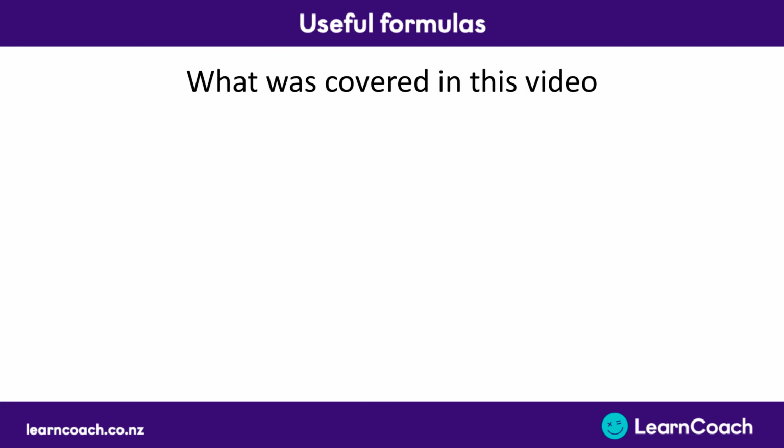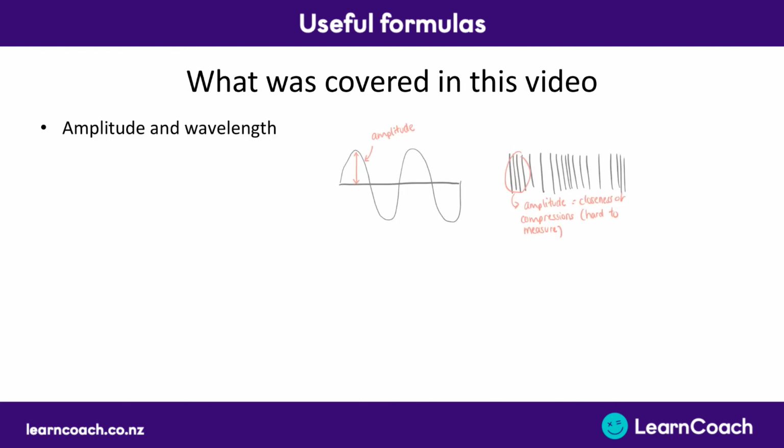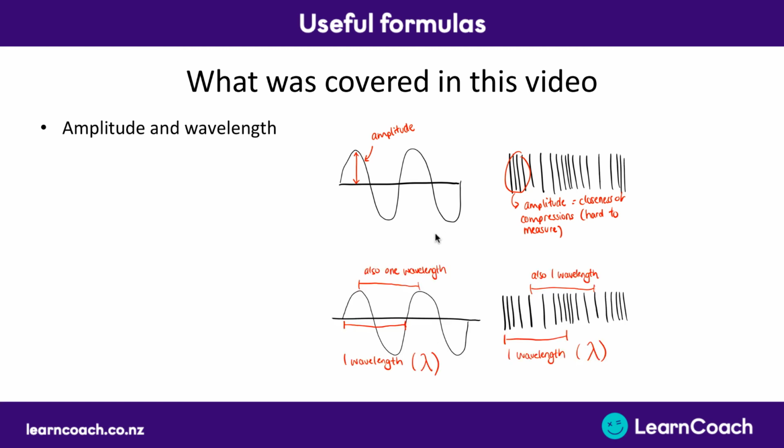So here's what you need to know for this video. We talked about amplitude and wavelength, where our amplitude is the distance from the middle position to the maximum distance that the medium moves. And in a longitudinal wave, it's harder to measure, but we talk about it with regards to the closeness of the compressions. The wavelength of a wave is the distance between one point and the next similar point. So the distance between two crests, two troughs, the distance between two compressions, or the midpoint between compressions. Each of these is one wavelength.